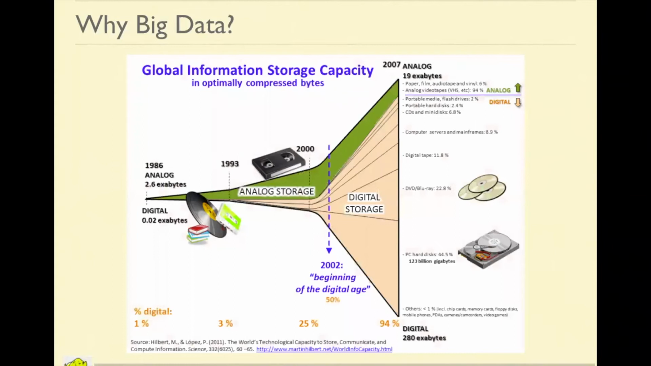Now, this is a traditional graph where we are trying to show how digital storage has suddenly increased since 2002. 2002 is kind of the beginning of the digital age, and after that, digital data or digital storage has increased tremendously.